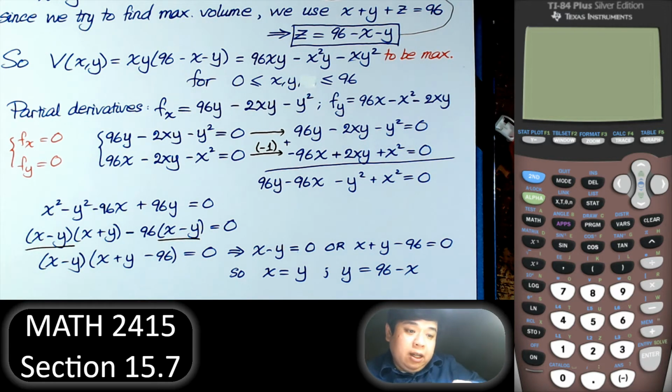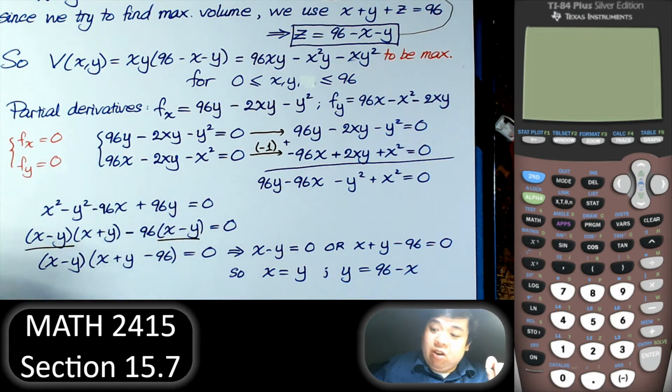But if y is equal to 96 minus x, substitute here, z could be equal to 0, because there's no room for z. Right? So let's check this first before we go any further.